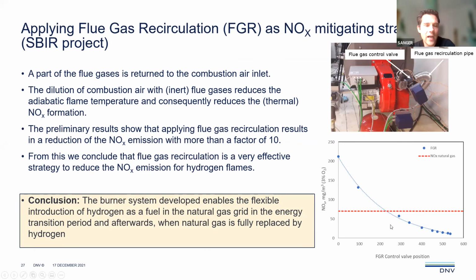And the advantage of hydrogen is that you have a very stable combustion, very fast combustion. So you can add quite a lot of flue gases while maintaining a stable flame. So this was a very successful method, applying external flue gas recirculation to reduce the NOx emission for this kind of burner.